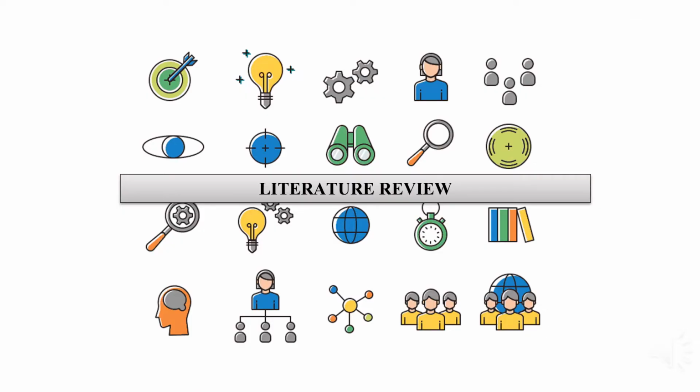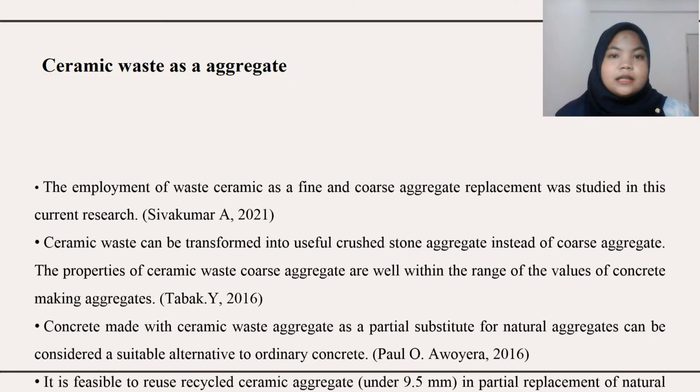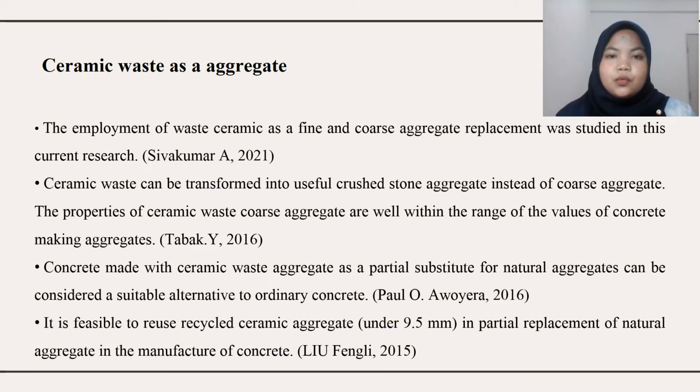The literature review describes research that has been defined and done by various researchers years ago. It relates to the given title of this project. Some articles prove that ceramic waste can be used as aggregate. A roof tile is one of the ceramic products. Ceramic waste as a particle substitute for natural aggregate can be considered a suitable alternative to ordinary concrete. It can also be stated that replacement of natural aggregate improves the properties of the concrete.